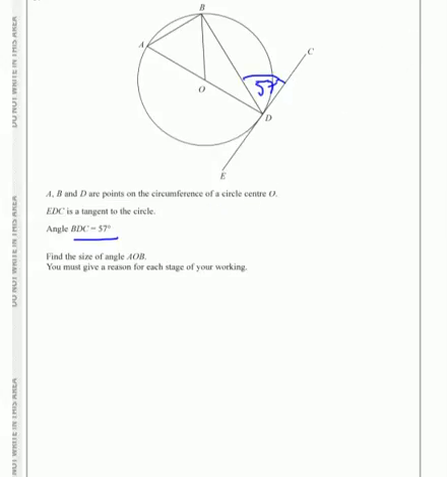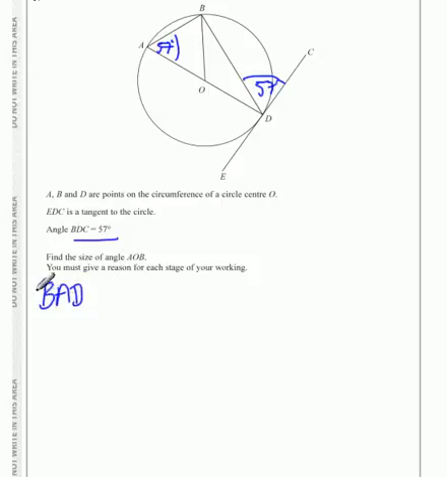So the first thing that I notice with this is that we've got the tangent and we've got a triangle. So we can use the alternate segment theorem to find another angle. And what that says is the angle here on the alternate segment in the triangle over here is going to be the same value. So that is 57 there. So let's write down what we've got there. We've got angle BAD equals 57 degrees by the alternate segment theorem.